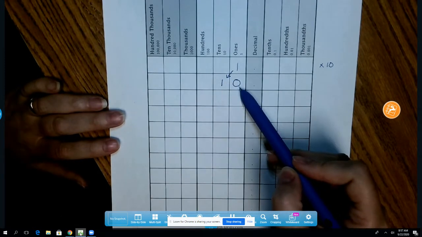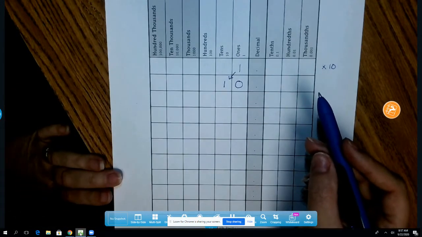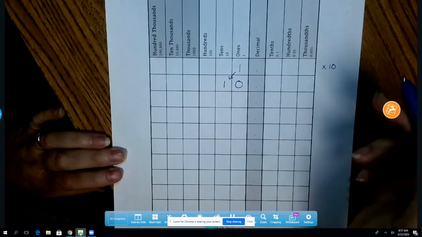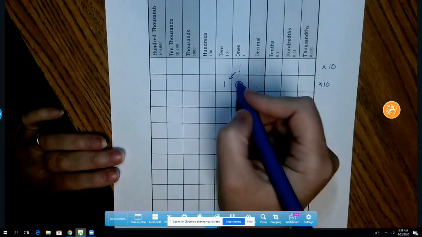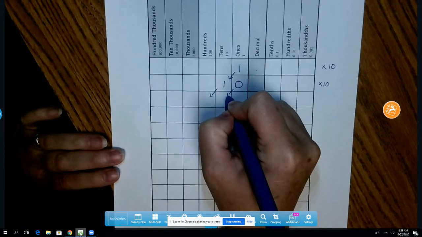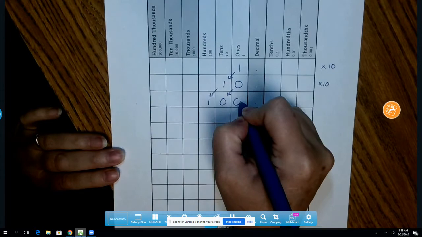The 0 is here to hold the 1's place. Otherwise, it would just say 1, and that's not true. 1 times 10 is not 1. 1 times 10 is 10. So if I have 10, and I multiply it by 10, then it is going to go up 1 place value again. So 10 times 10 would be 100.